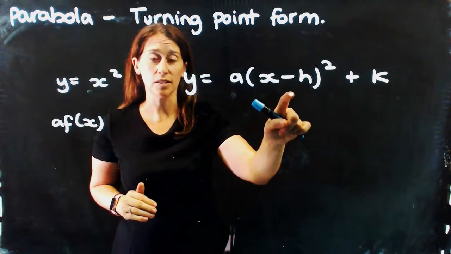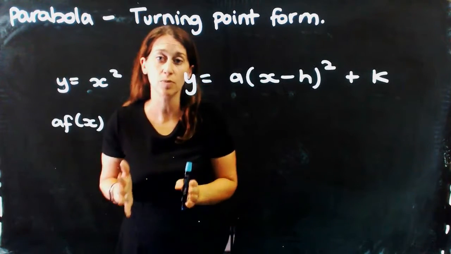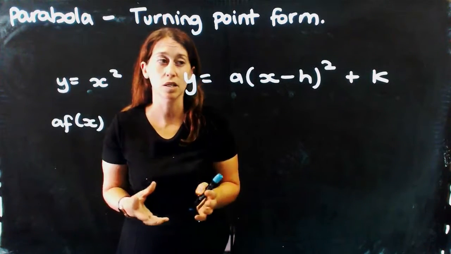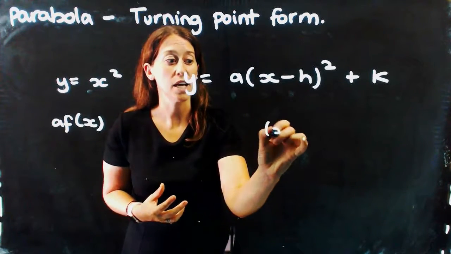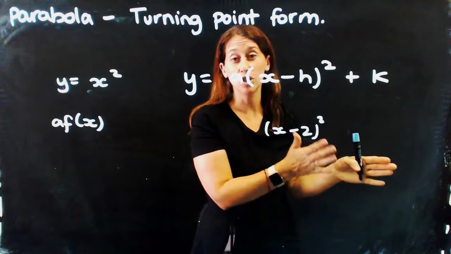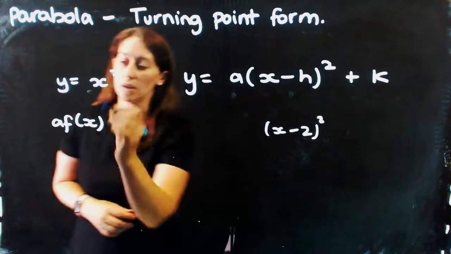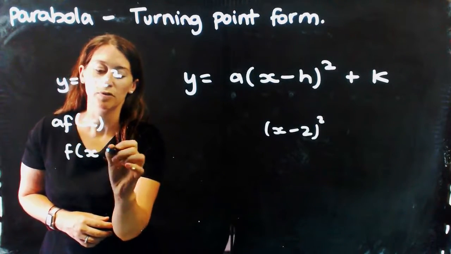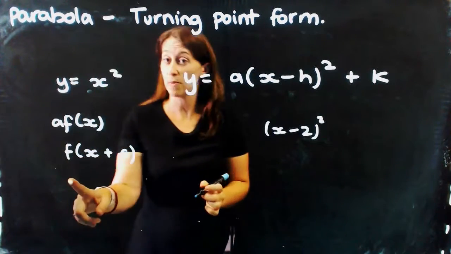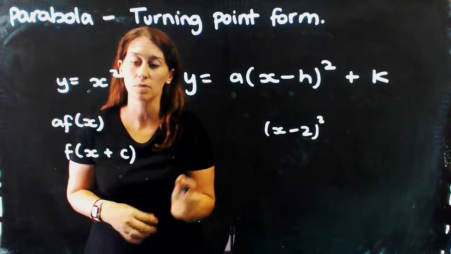Now in this particular instance, some textbooks will write plus h, some will write minus h. What you need to be aware of is it's always the opposite sign. So for example, if you've got x minus 2 squared, that means it has moved in the positive direction 2 units. You can see there's a plus k on the end. Let me just write the general form, remember, for a horizontal shift. It's something in the form of f of x plus c or h. Remember, that's just a constant.